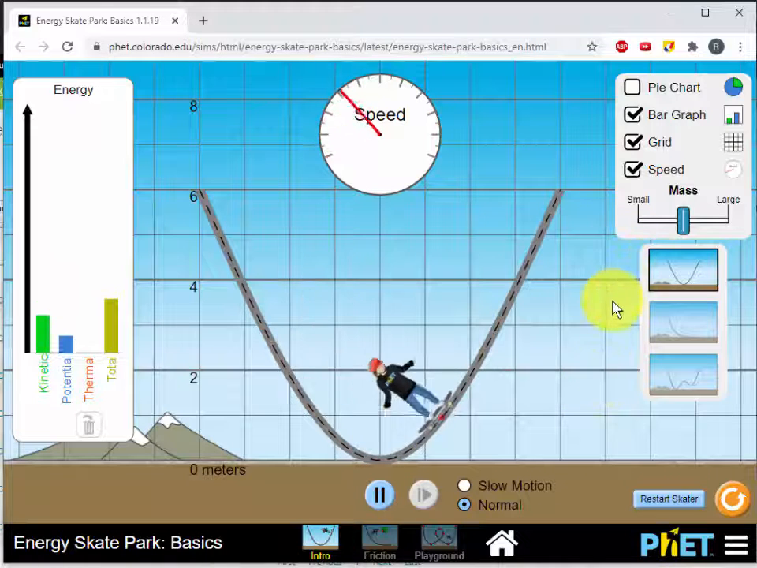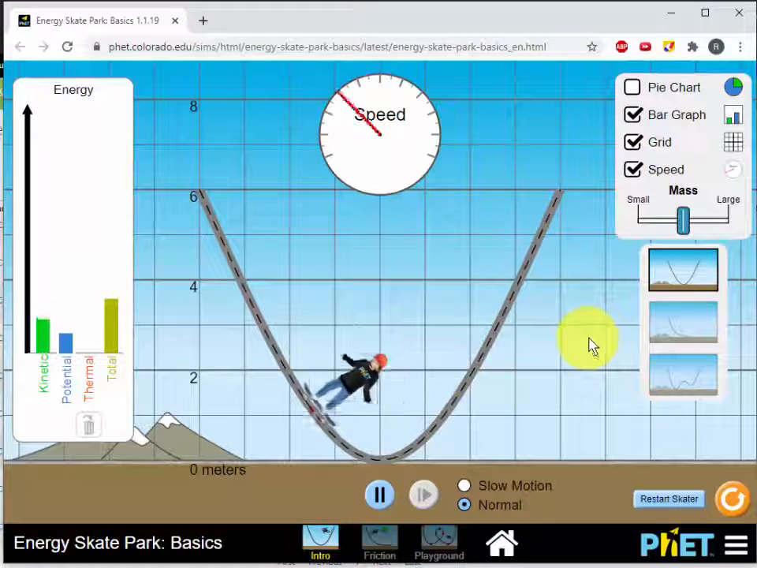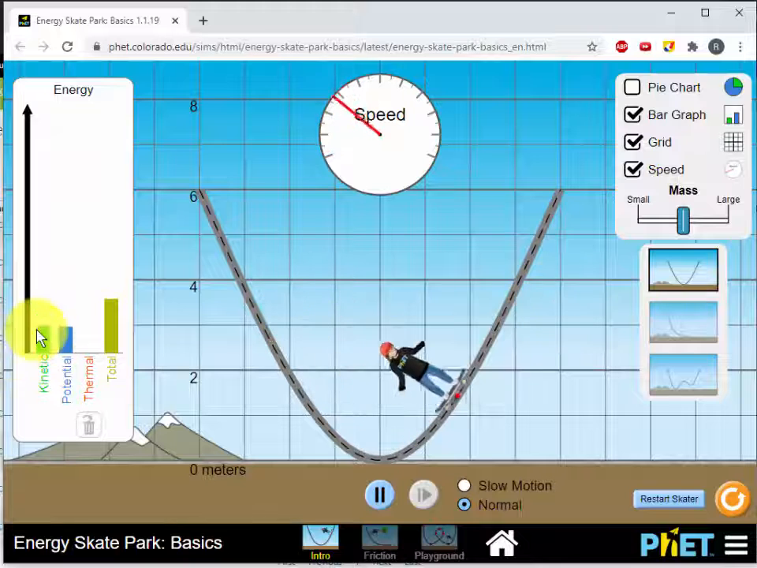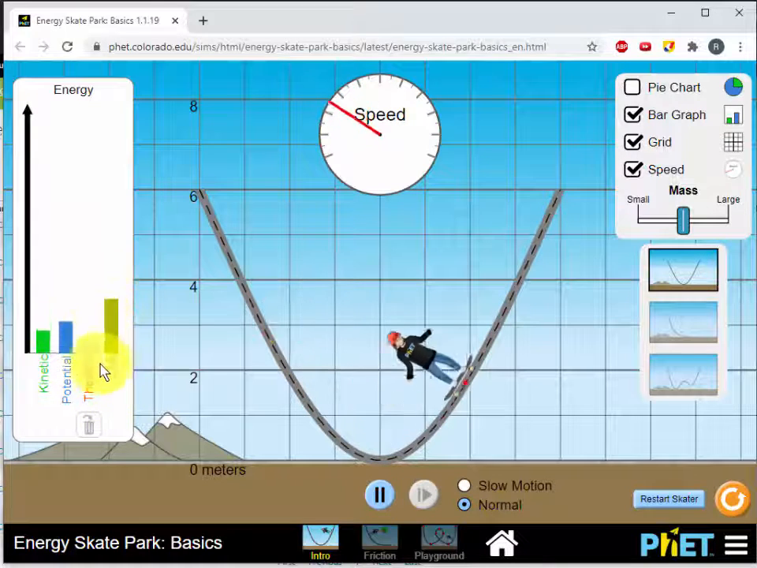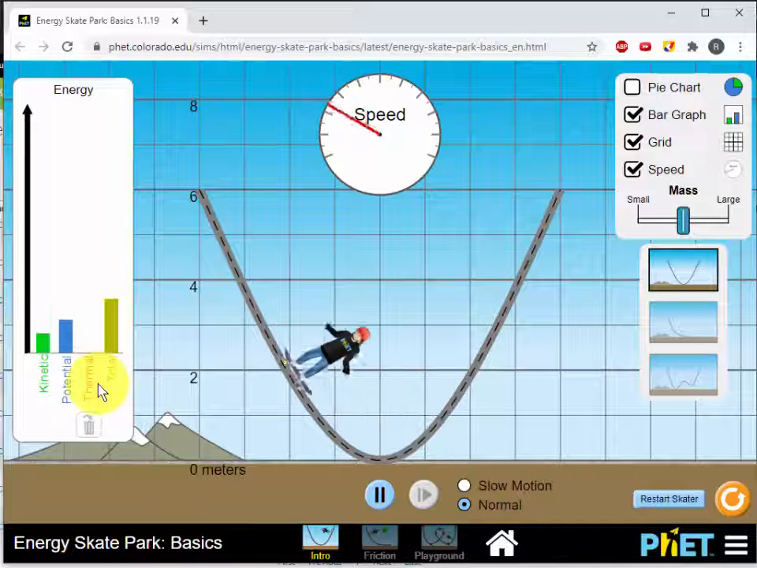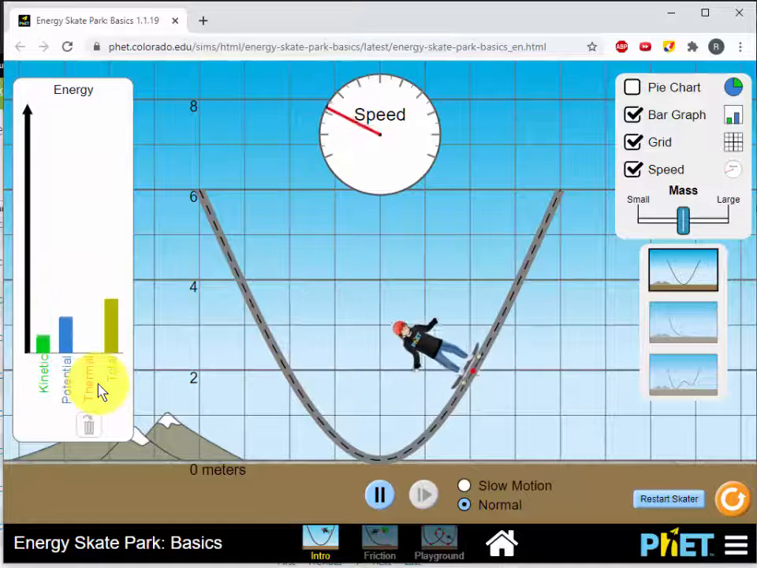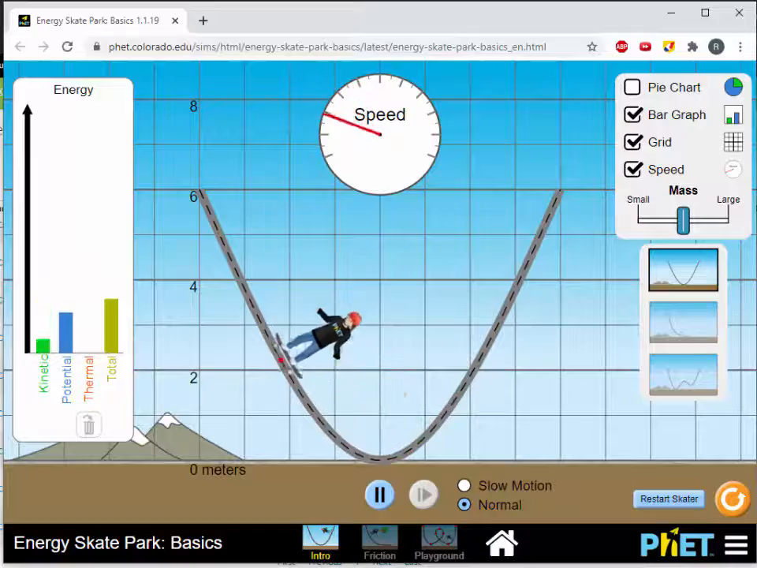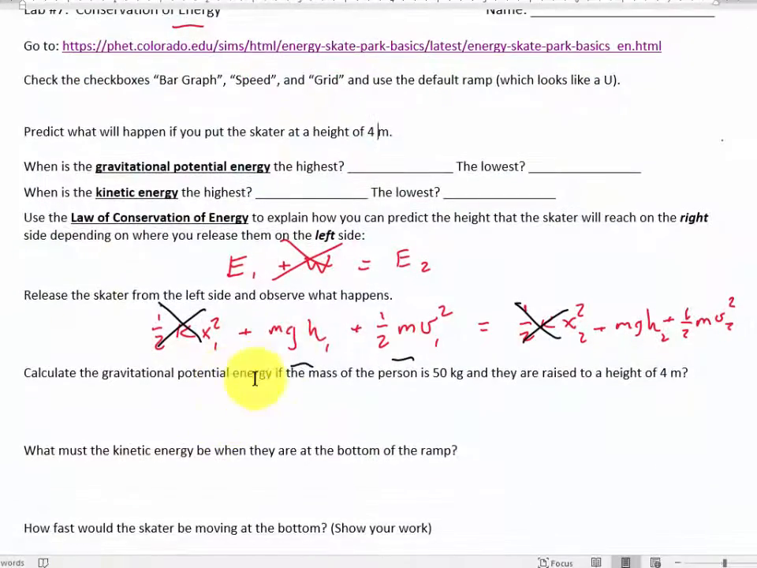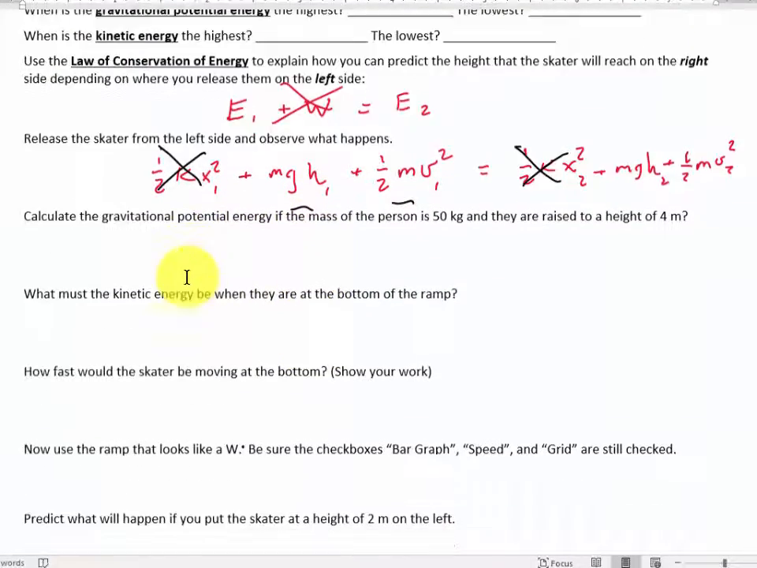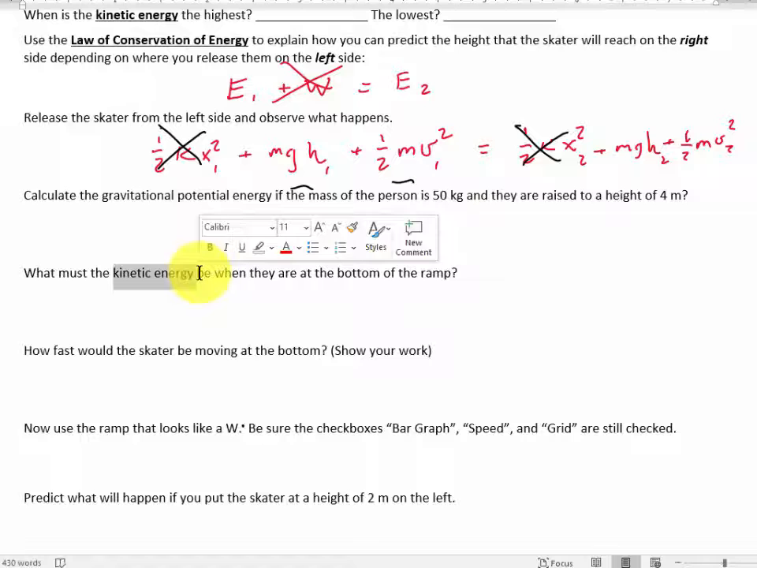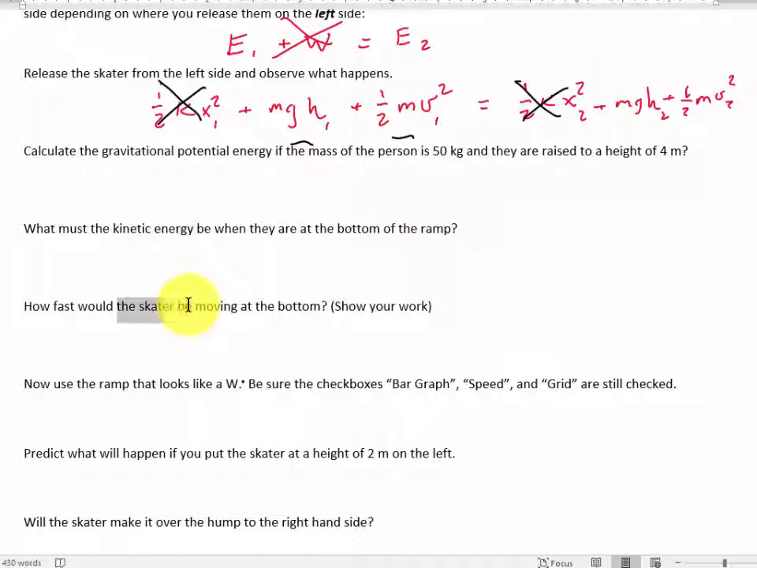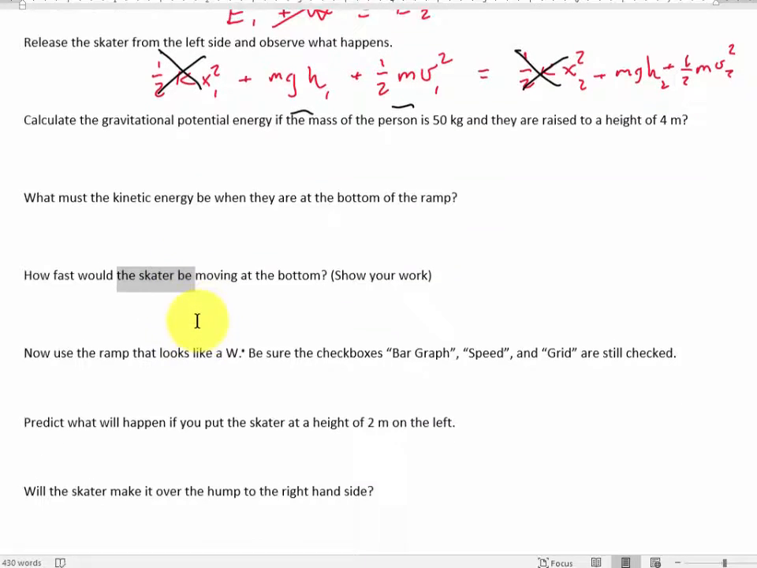Now, as this guy does his thing, you can see the energy sloshing back and forth between potential and kinetic, but at the end of the day, it always sums up to the same amount of total energy. So energy is indeed a conserved quantity. Now we can pop back to the lab really quickly, and all I have you do is calculate what the energy must be at the top, calculate what the kinetic energy must be at the bottom, and then calculate how fast the skater would be moving.